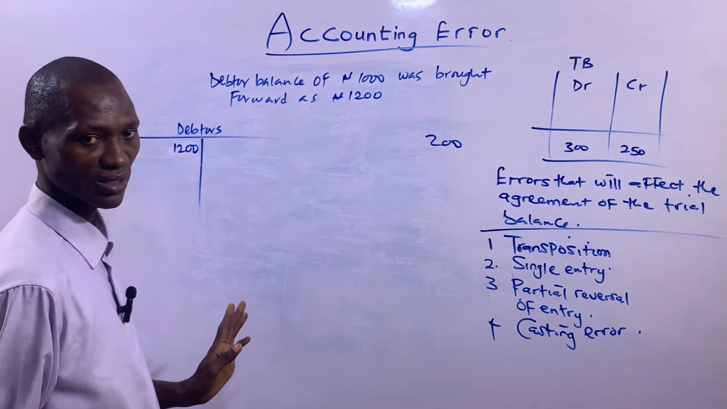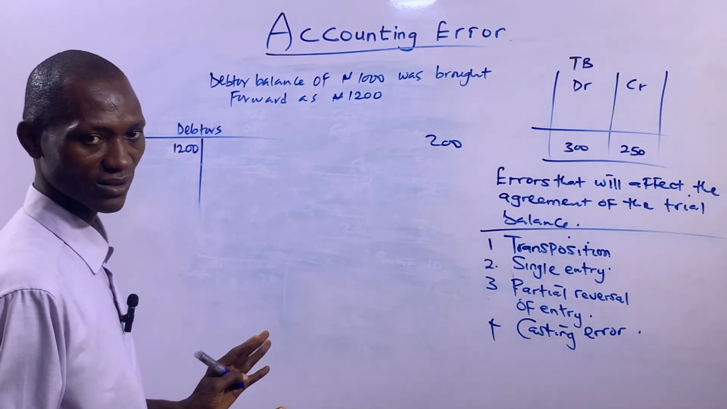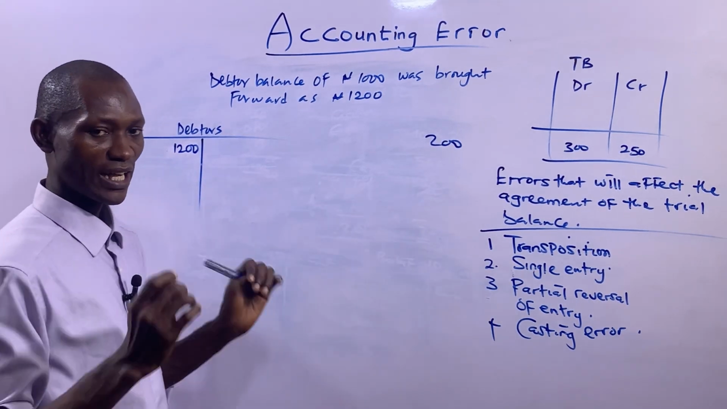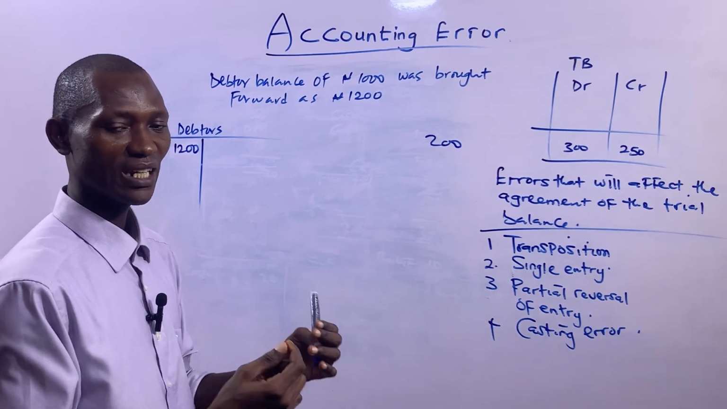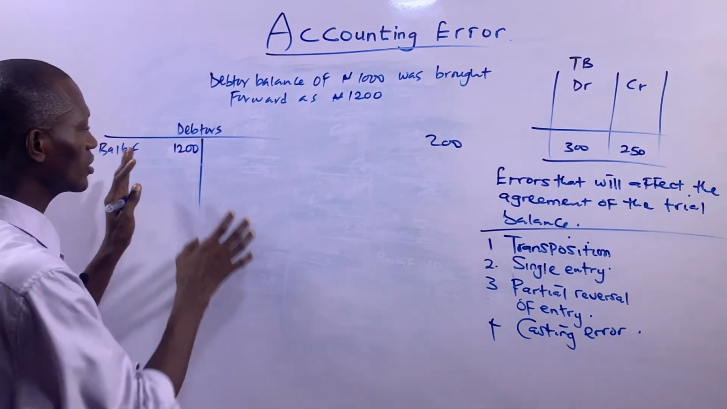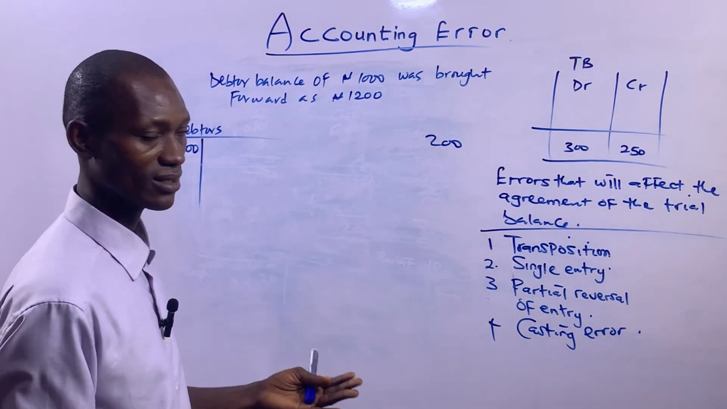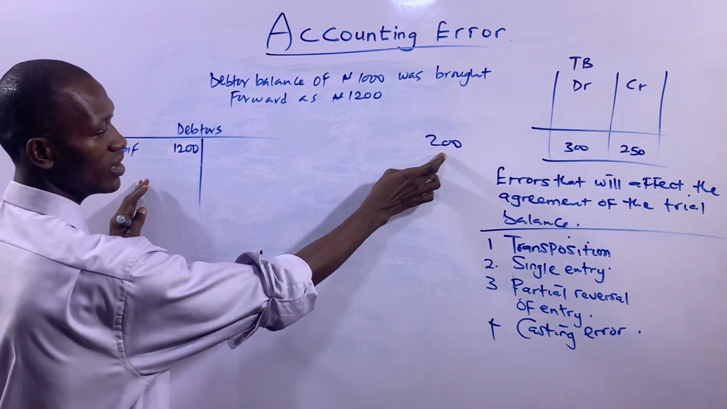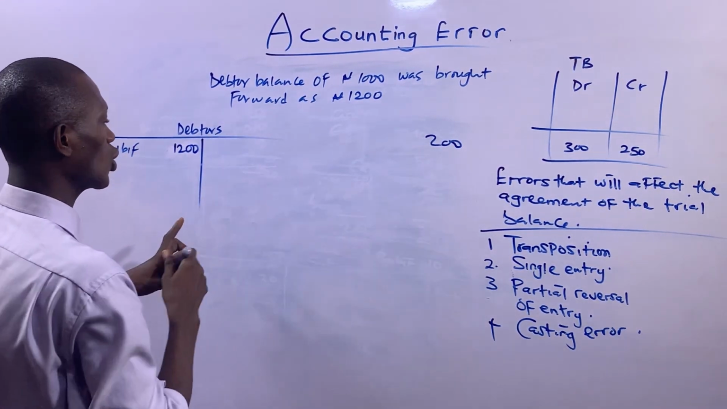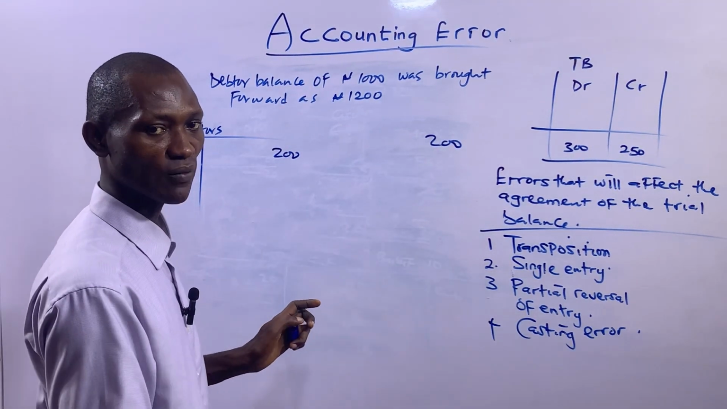And how do we reduce it? Very simple. I did say that if an account has a debit balance and you want to reduce it, you credit it. I also emphasized that if an account has a debit balance and you want to increase it, you debit it more. The debtors account has a normal debit balance because it's an asset. So to reduce it by this 200 naira by which it had been overcast, we credit it. So we now have 200 naira here.